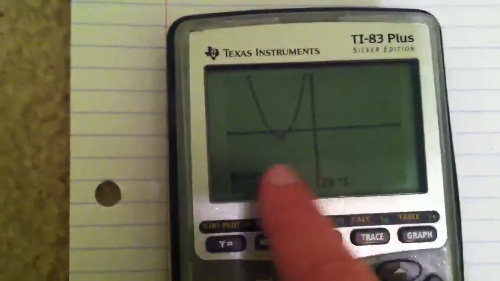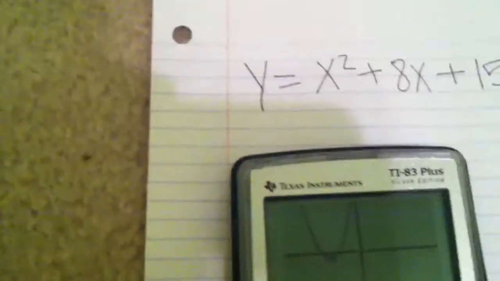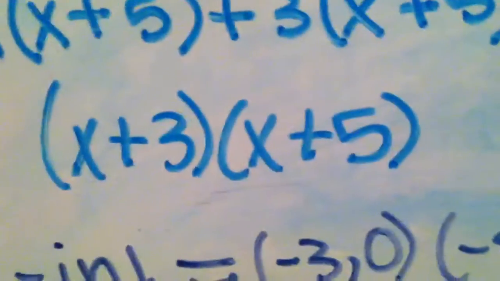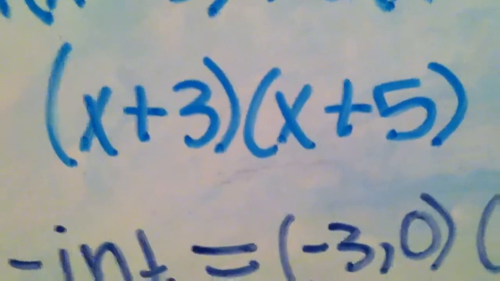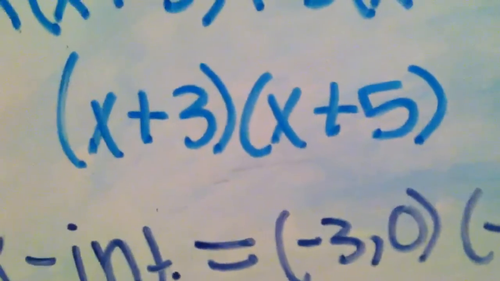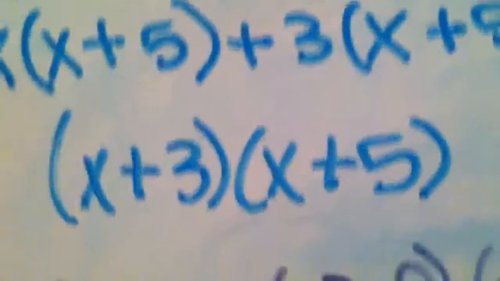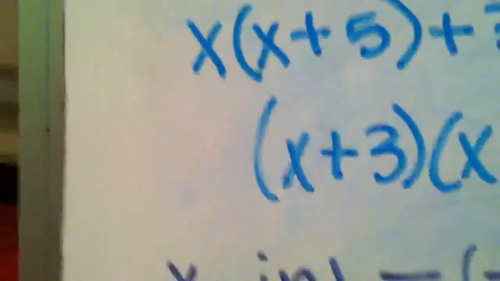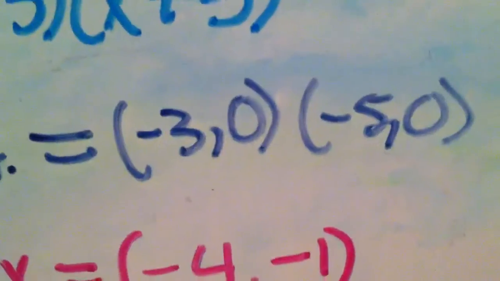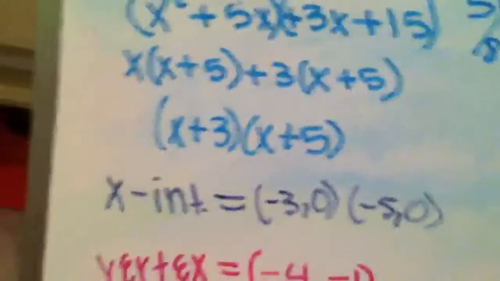It's a minimum. Then you're going to find the x-intercepts. Really, you don't have to find them, because if you look at your factors, your x-intercepts are always the opposite of your factors. We have +3 and +5, so our x-intercepts will be -3 and -5, because they are the opposite of what you have in your factors.